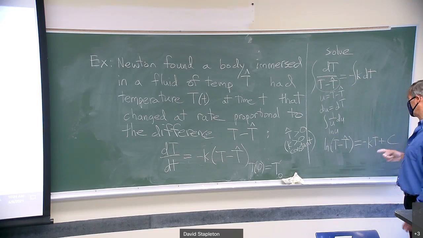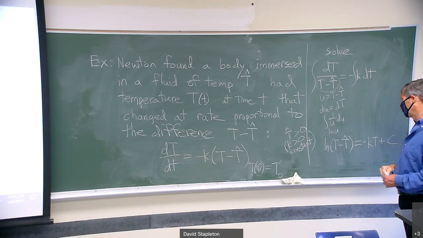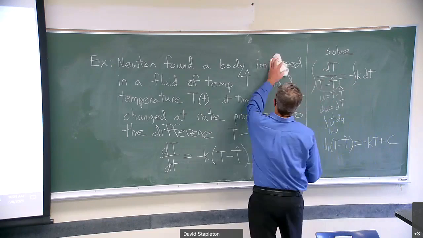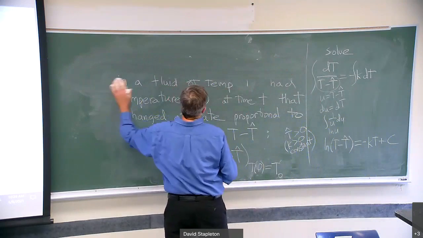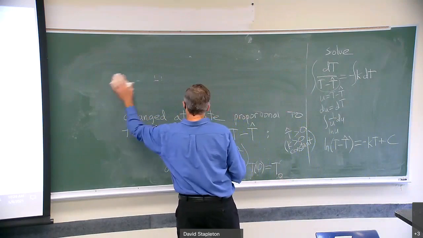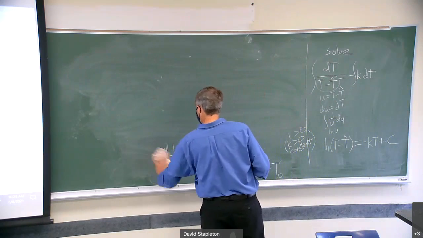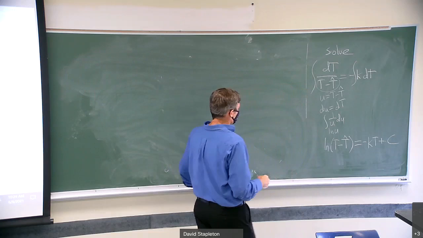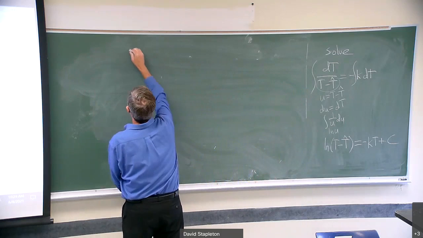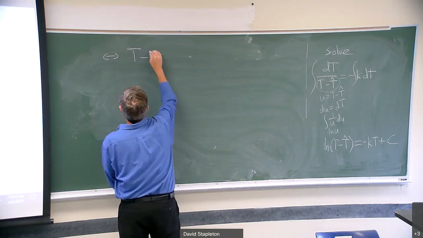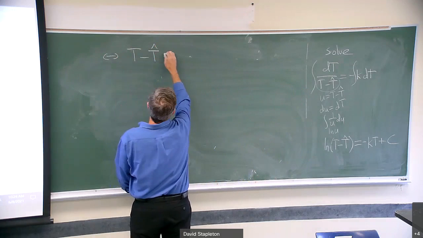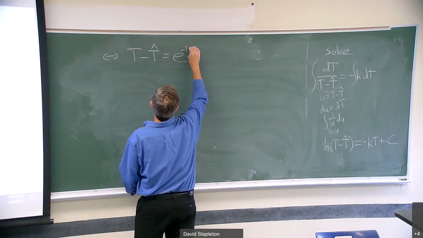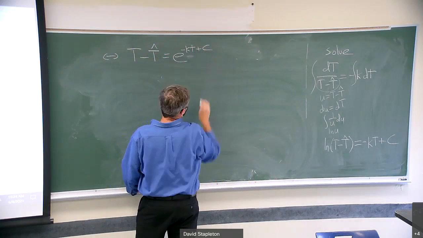So these are the implicit solutions by separating variables, right? Now we want to see if we can solve those for capital T. Sure we can. We take e to each side, right? Equivalently, this is T minus T hat, a constant, equals e to the minus kt plus c.